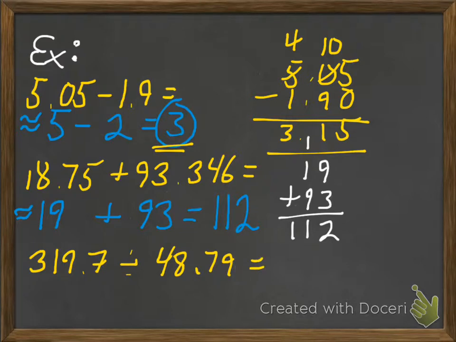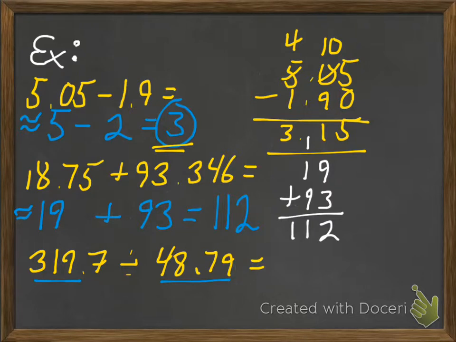319.7 divided by 48.79. Now, as soon as you saw or I said divided by, the only strategy I want you thinking about is compatible numbers. So, in this case, we want to pick two numbers that are compatible. What I like to do is look at both numbers together. What two numbers would work well?